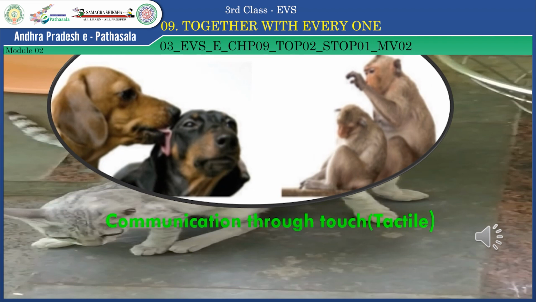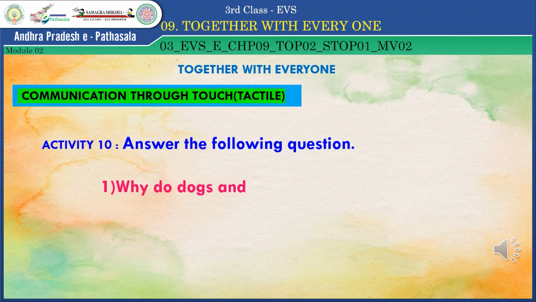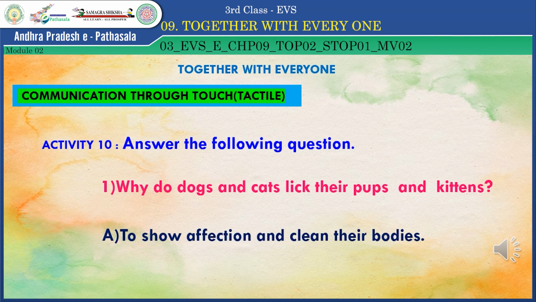Shall we do some activities? Let's do. Children, answer the following question. Why do dogs and cats lick their pups and kittens? Yes, good children. Answer is to show affection and clean their bodies. Shall we go to the next activity?